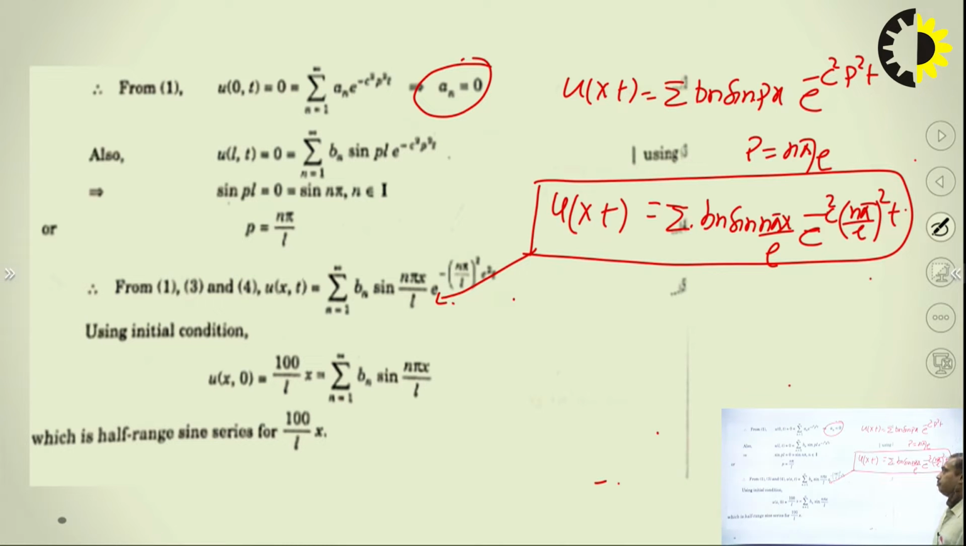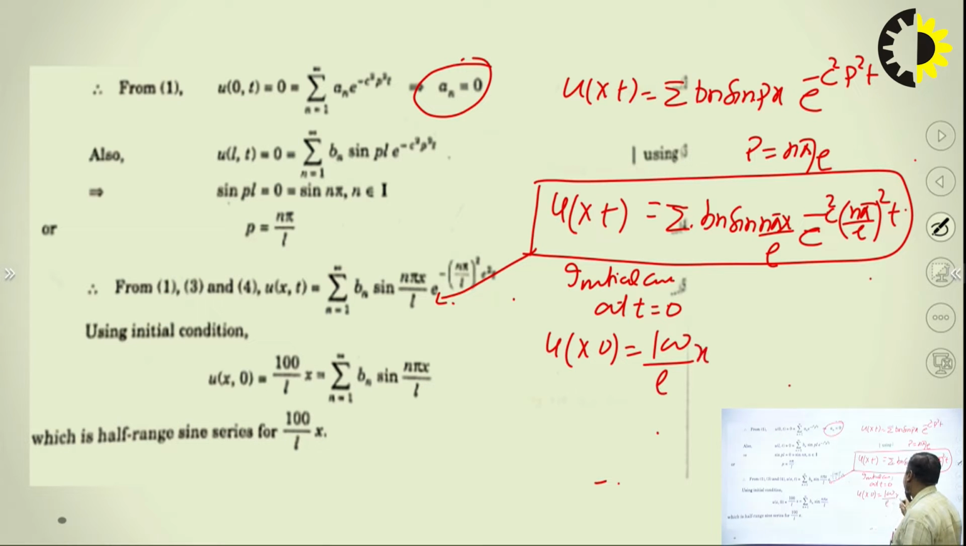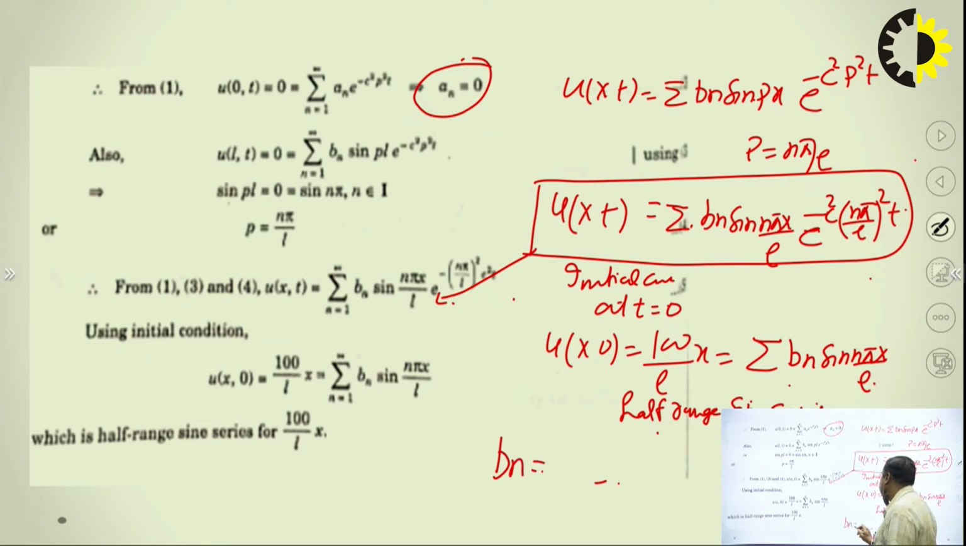हमने दो कंडीशन लगा दी, एक x is equal to 0, एक x is equal to L. Now we shall take the initial condition. Initial condition is given as at t is equal to 0, u(x,0) is given as 100 by L into x, and that becomes t is equal to 0. There remains only summation bn sin(n pi x upon L), and that becomes half range sine series, and bn is calculated by bn is equal to 1 upon L by 2 integral 0 to L 100x upon L sin(n pi x upon L) into dx.